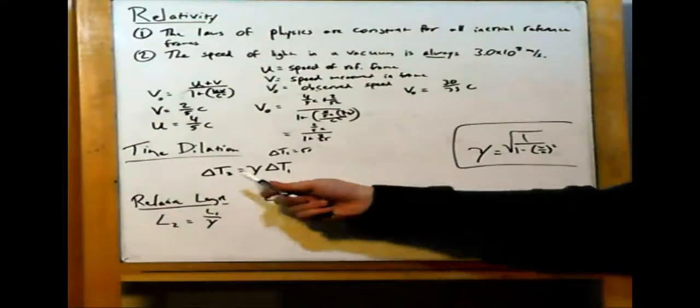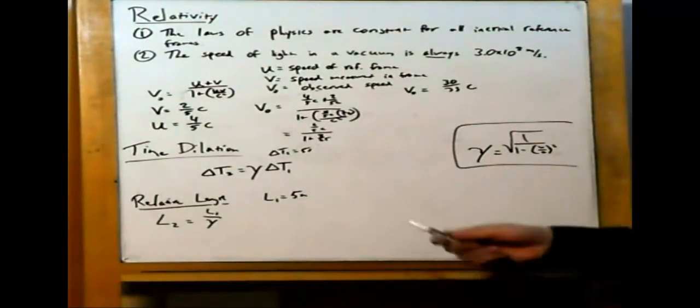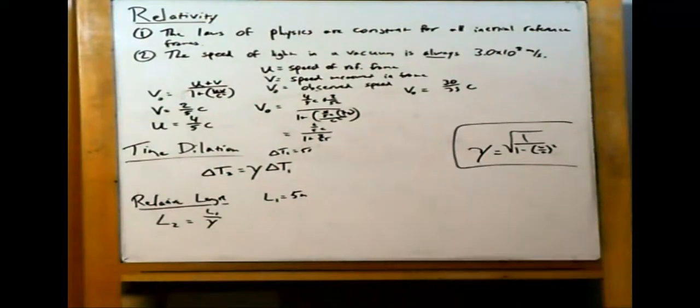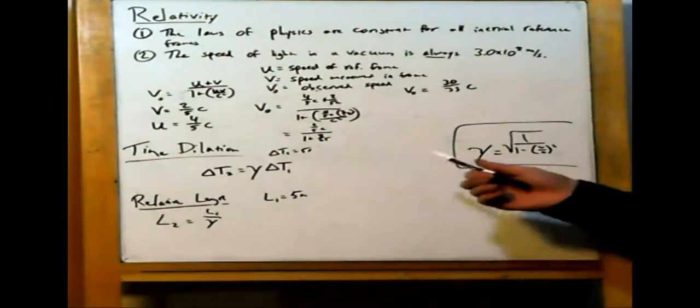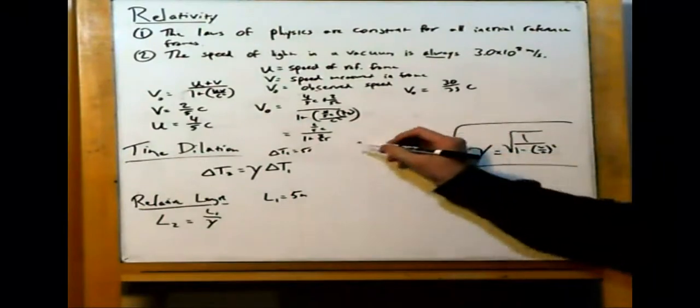So the time observed is equivalent to gamma, this thing over here, which we're going to use again later, times the time that we observe within the reference frame. So let's say that we're in a reference frame and we observe 5 seconds. And actually, let's say that we're on a spaceship at 4/5 the speed of light. So what is an observer going to experience in terms of time?